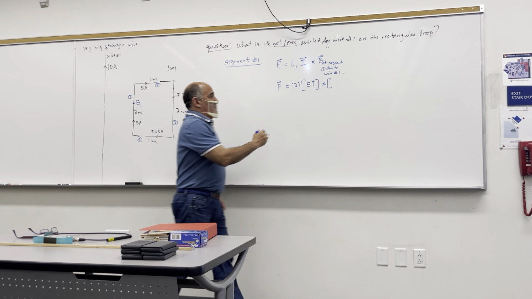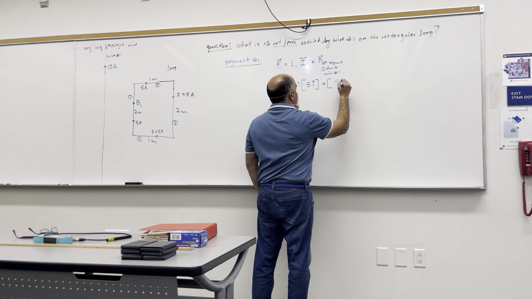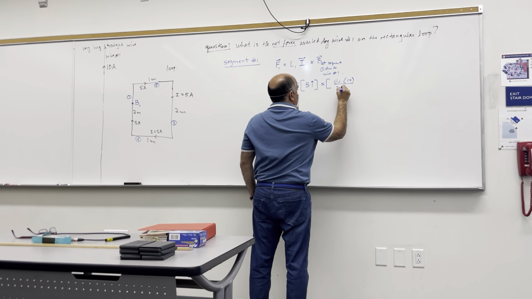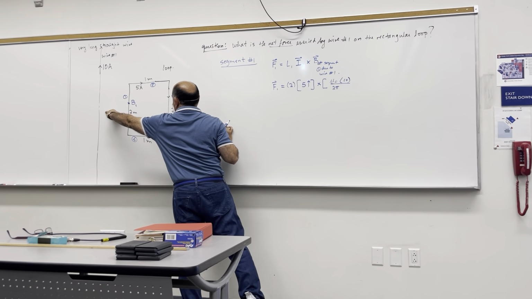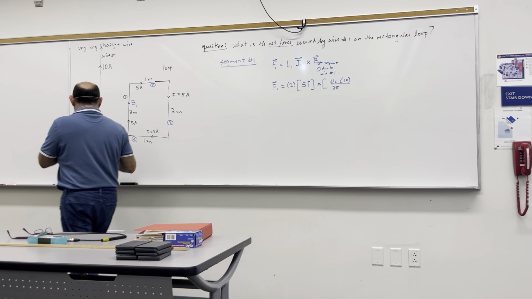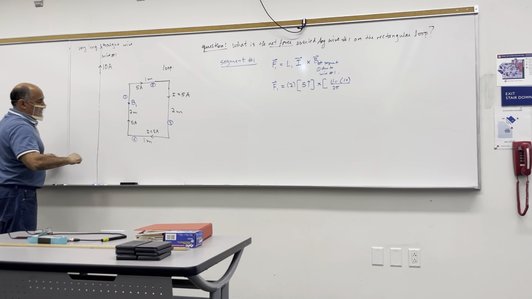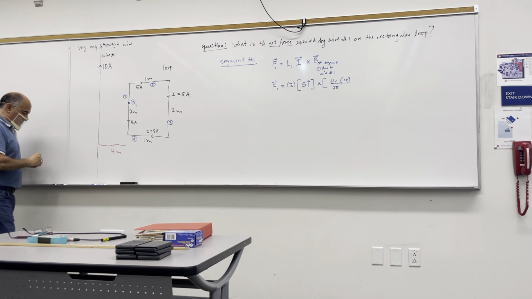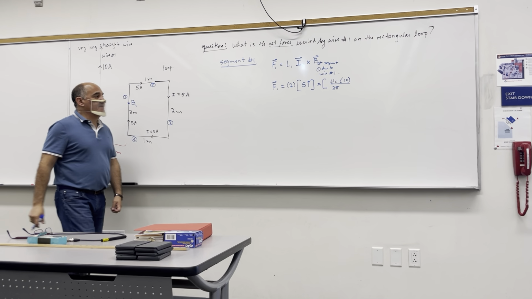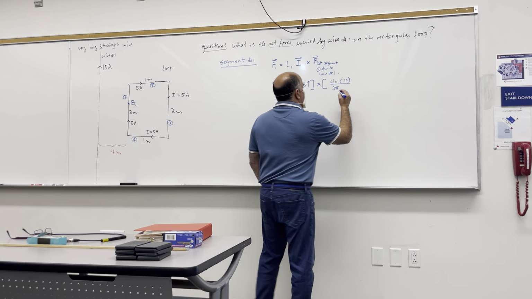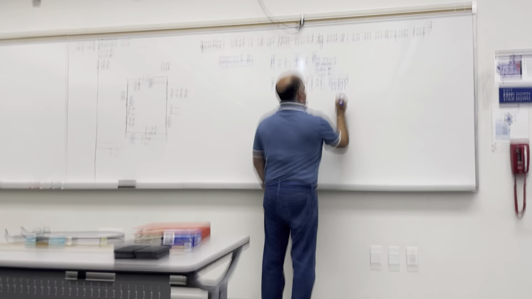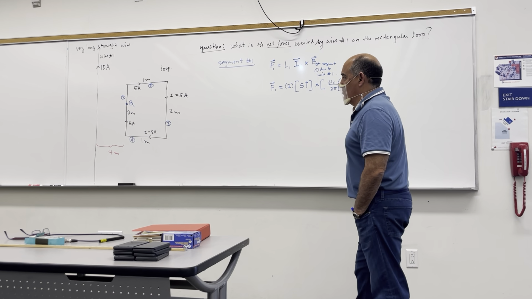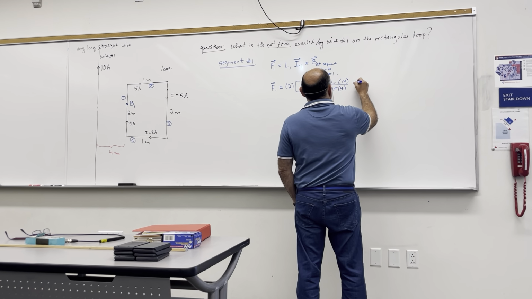It's a long wire, so it would be mu naught times the 10 amps divided by 2 pi. And what is this distance? Oh, I didn't give a distance, right? So let me make this distance, how about I make this distance 4 meters? Divided by 4. And which way is that magnetic field pointing at the location of segment number 1? Into the board. Into.